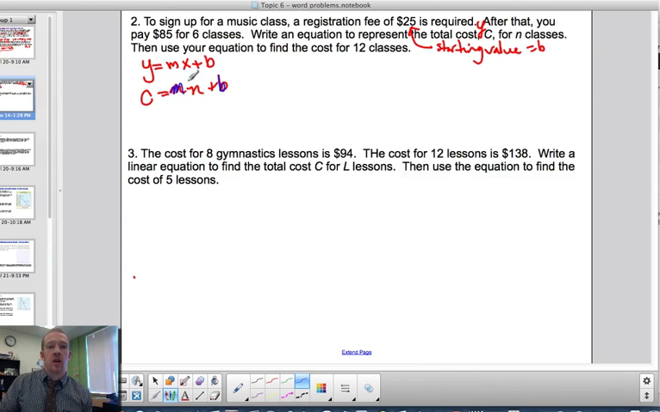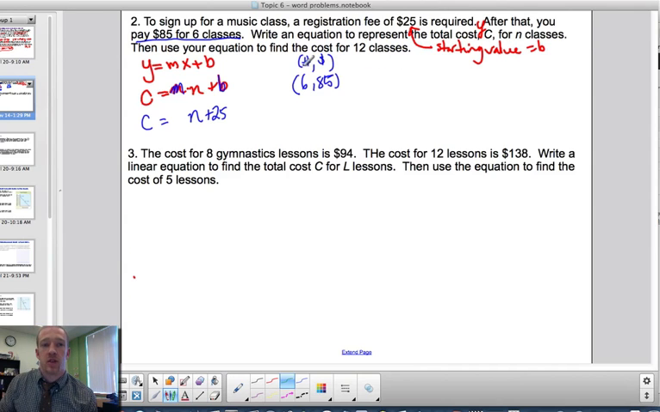Okay, now here our y values are the money, and the x values are the number of classes. So they give us one data point right here. So we have our starting value, so we know that the y-intercept is 25. So we know it's C equals something times n plus 25. The way we figure out our slope is we use this data point. So for 6 classes, it's $85. Making sure you have the right number with the x and the right number with the y is important. Now we just plug that into our equation.